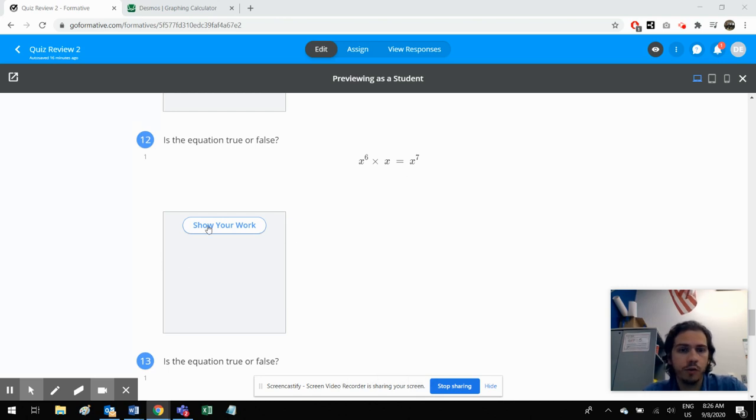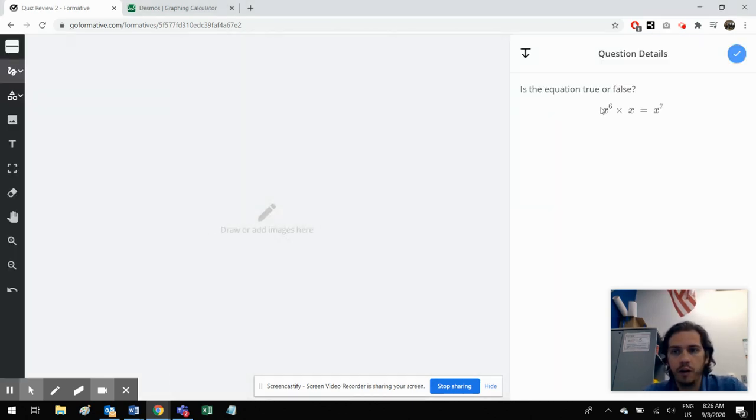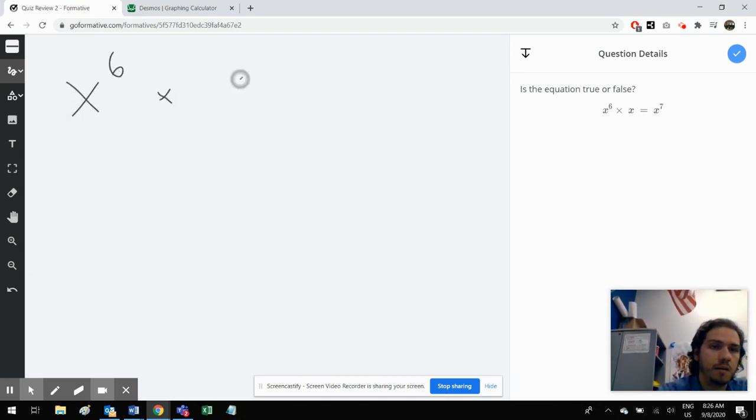Okay, so the next couple of questions are true or false questions. We have x to the power 6 times x equals x to the power 7. So let's see if that's true or false. Let's start with the left side. We have x to the power 6 times x, right?